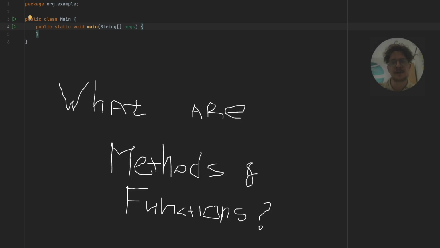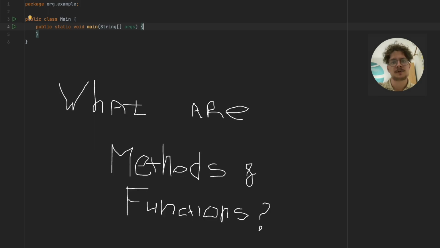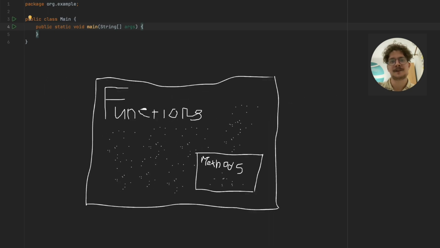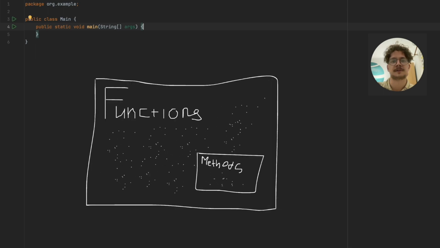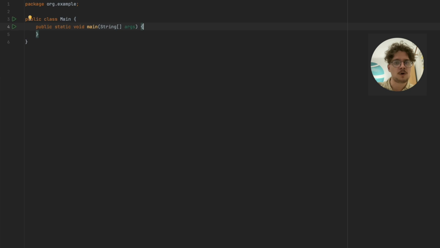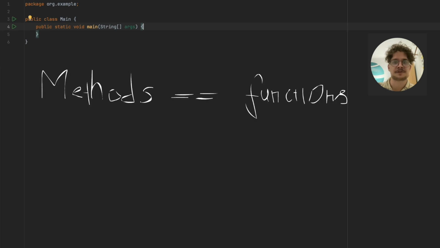Hello everyone, today I will talk about what methods and functions are. So the first and most obvious thing, methods and functions are almost the same thing. A function is a broader name and a method usually belongs to a specific class. If you are not familiar with programming at all, you probably don't understand all this. In that case, just assume that it is the same thing.